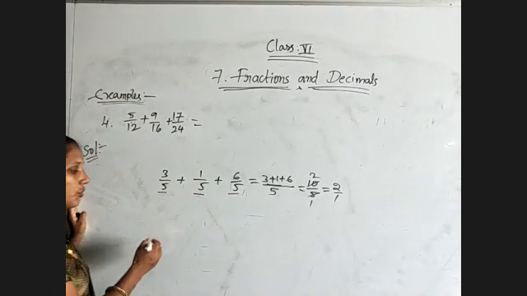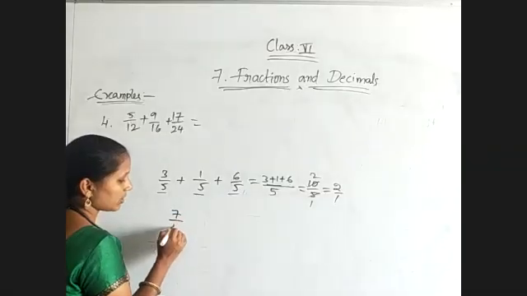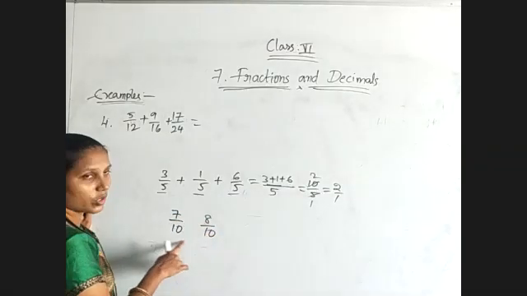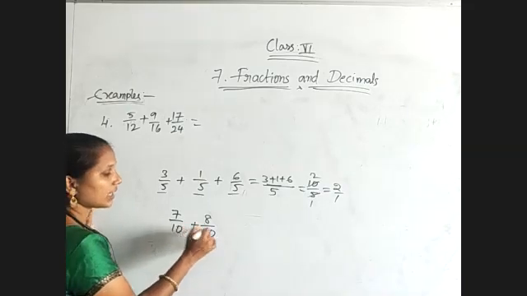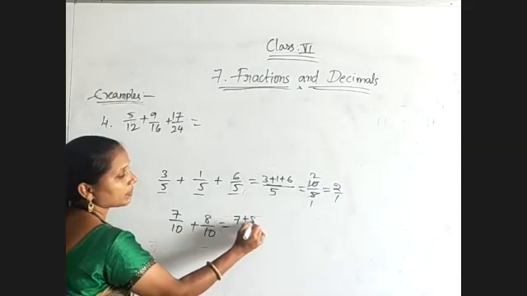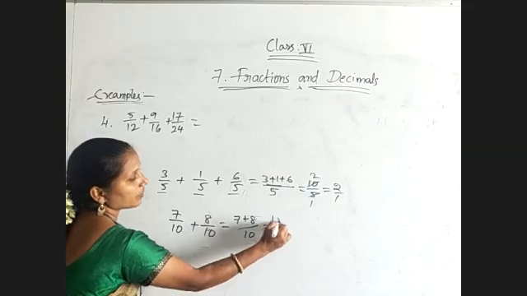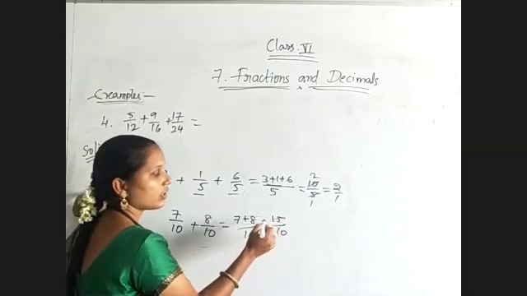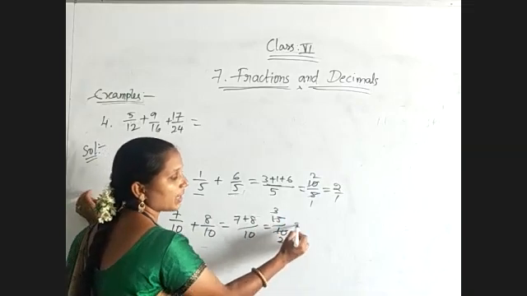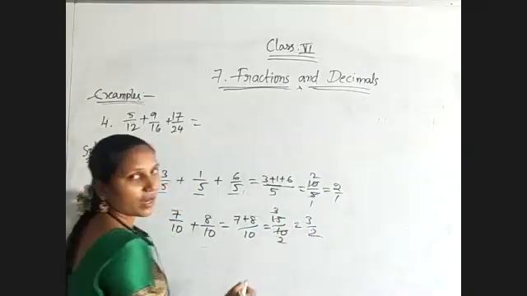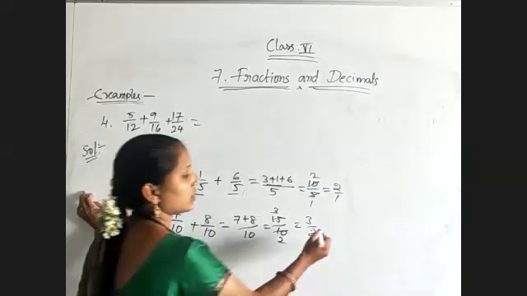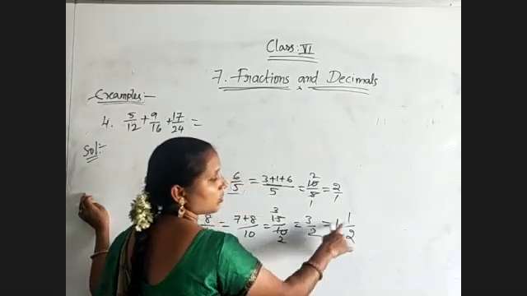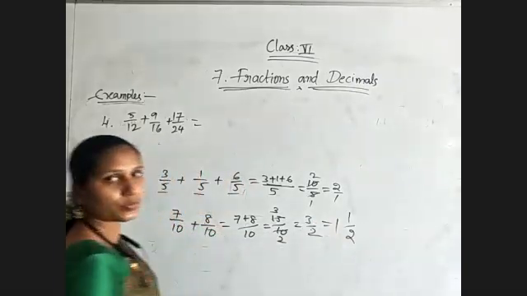If only two fractions are given, 7 by 10 and 8 by 10 for suppose, here also both are like fractions. So directly we will use 7 plus 8 by 10, that is nothing but 15 by 10. If cancellation is possible, do the cancellation. 5 threes are 15, 5 twos are 10, so 3 by 2. 3 by 2 is an improper fraction, so convert it into a mixed fraction. 2 ones are 2, plus 1, 2 plus 1 is 3, 3 by 2.